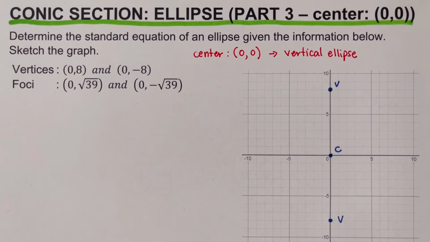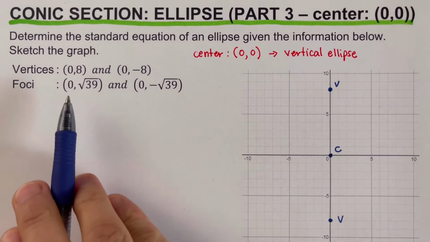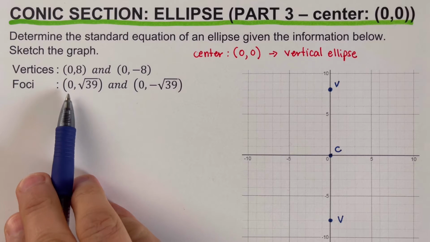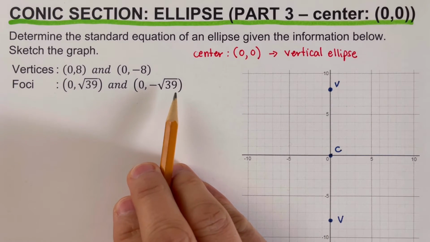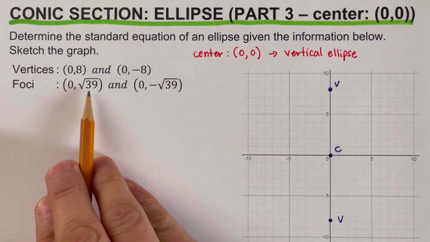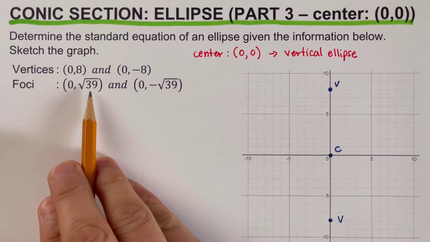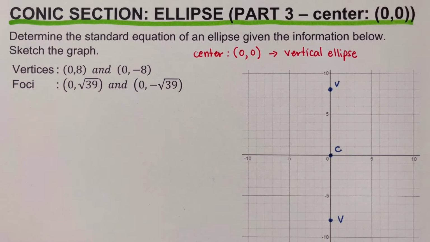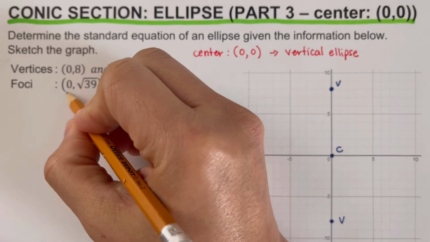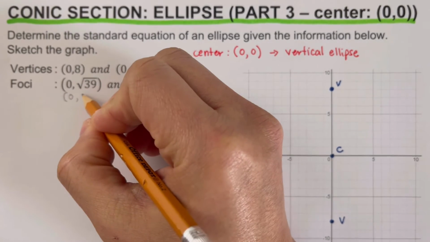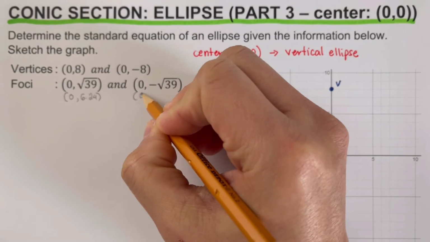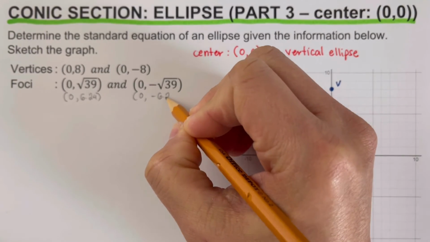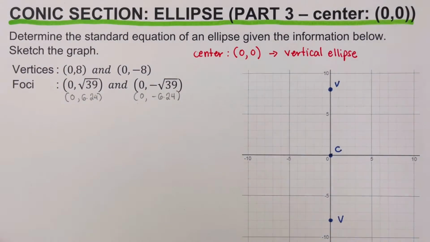Okay, then we are going to plot these two foci right here. They are at (0, square root of 39) and (0, negative square root of 39). We remember that square root of 39, if we use a calculator, is approximately 6.24. So we can say that this is (0, 6.24) and this is also (0, -6.24). So we can go ahead and plot these two foci right here.